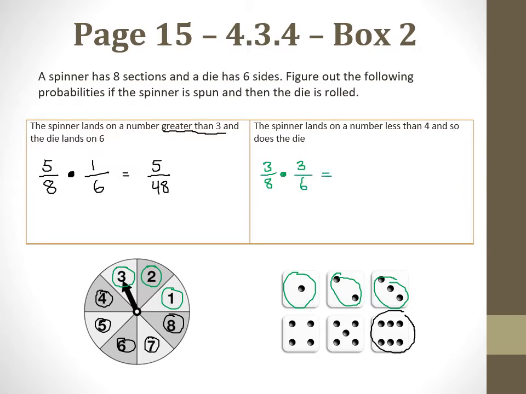And then if we multiply those together, 3 times 3 is 9, 8 times 6 is 48, and those are both divisible by 3. So 9 divided by 3 is 3, 48 divided by 3 simplifies to 16. So as a simplified fraction, we have a 3 out of 16 probability here.